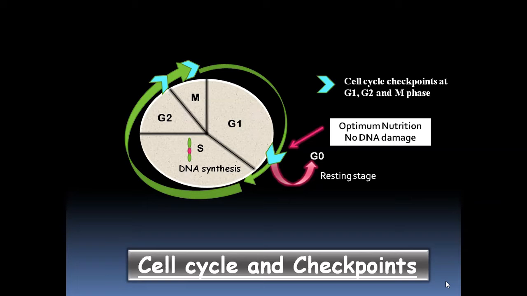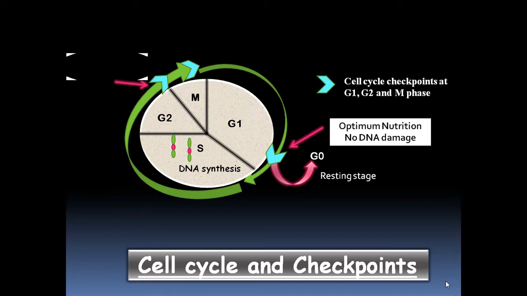Now if everything goes well, then the cell enters the second stage, that is the S phase. Now in the S phase, the DNA is synthesized by the process of DNA replication, and a copy of the genome is made. That is, the chromosome now has two chromatids.